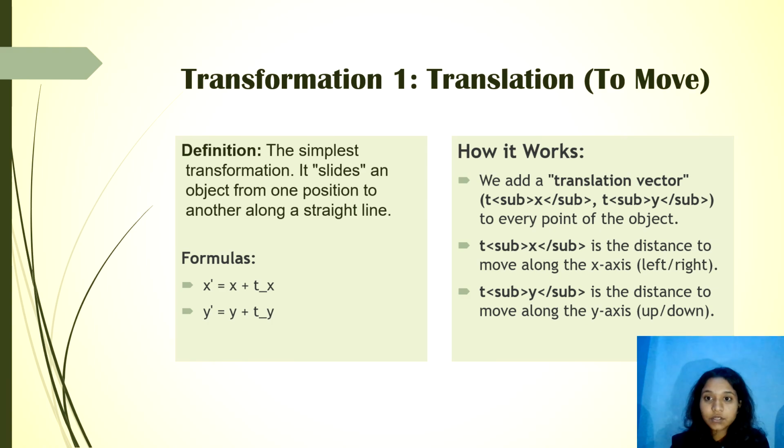First is translation, to move. The common definition for translation is that it is the simplest transformation. It slides an object from one position to another along a straight line. And here is the formula: x dash is equal to x plus tx, y dash is equal to y plus ty. And how does it work? We add a translation vector to every point of the object. tx is the distance to move along the x-axis, that is left to right, and ty is the distance to move along the y-axis, that is up to down.